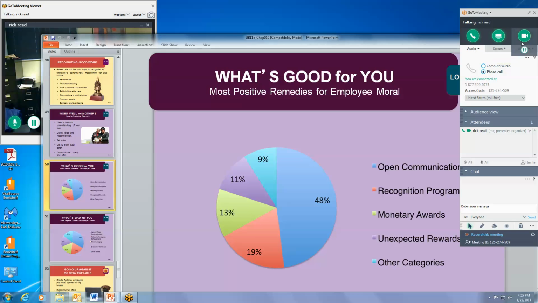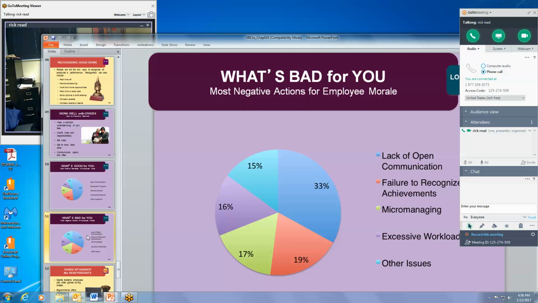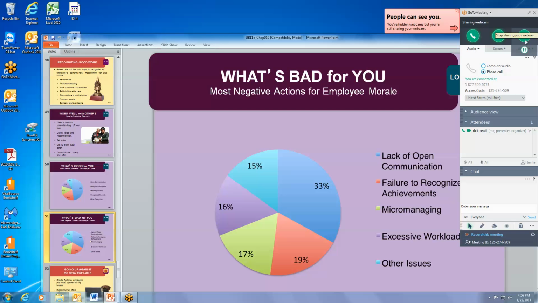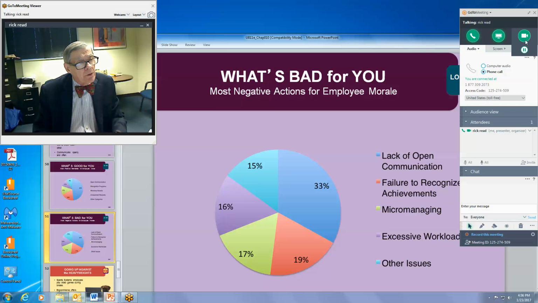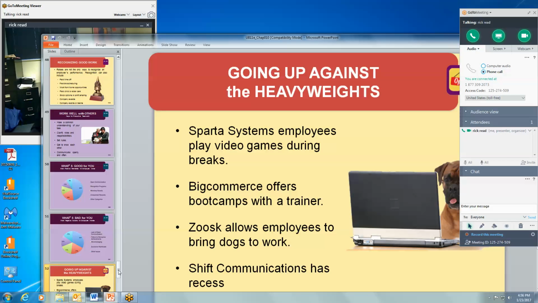Positive employee remedies to improve morale. Look at the first one, open communication, 48%. The rest of them are all much less, but they're still important. But listening, open communication. What's bad? Lack of open communication leads the list. And again, most of the rest are of lesser importance, not that they're not, but they're lesser importance. Failure to recognize achievements, micromanaging, which some of you brought up in a couple of your forum posts about things that we've read, etc.